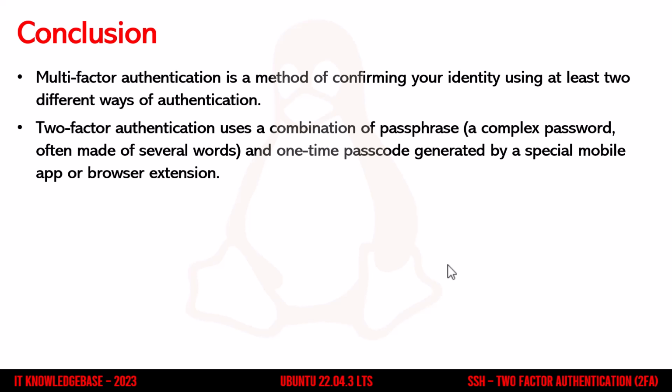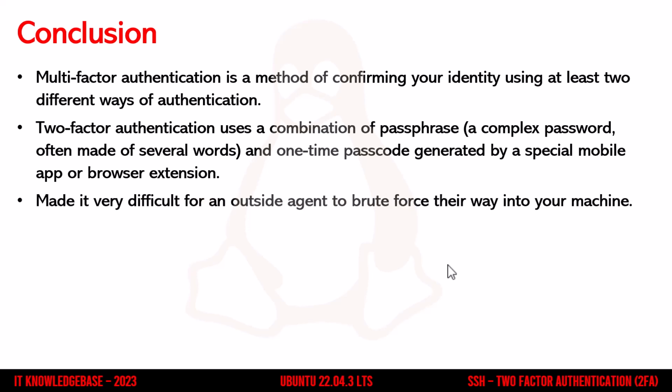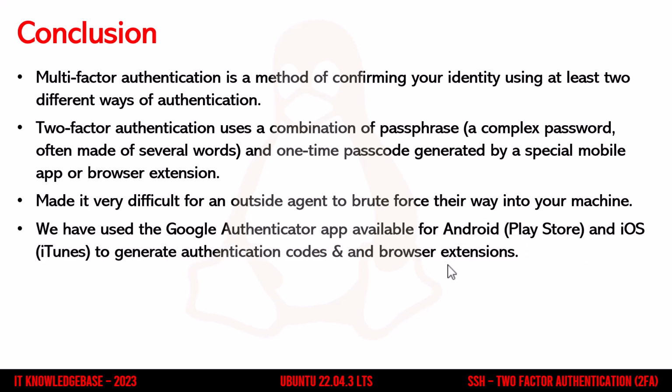In this video, you have added two-factor authentication, an SSH key plus a 2FA token, across two channels, your computer plus your phone and browser extension, to your server. You have made it very difficult for an outside agent to brute force their way into your machine via SSH and greatly increased the security of your machine. We used the Google Authenticator app, available for Android in the Play Store and iOS in iTunes, to generate authentication codes, and a browser extension.